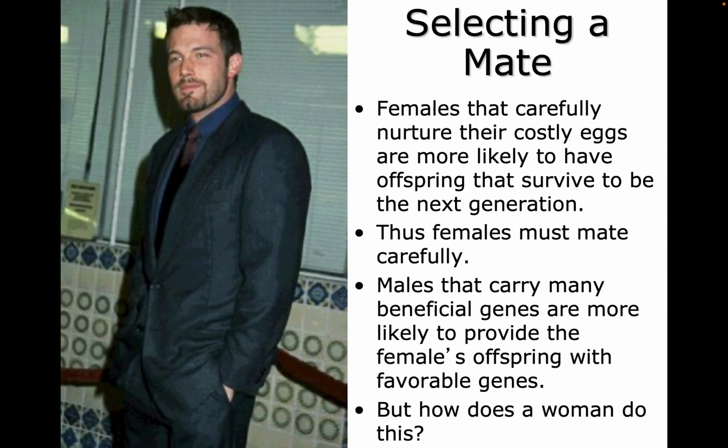Females that carefully nurture their costly eggs are more likely to have offspring that survive to be the next generation. Thus, females must mate carefully. Males that carry many beneficial genes are more likely to provide the female's offspring with favorable genes. But how does a woman do this?